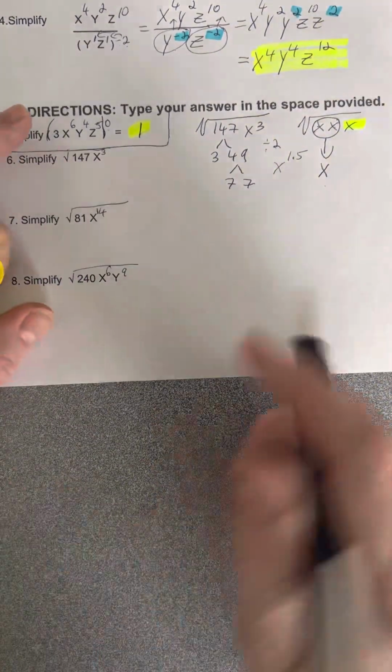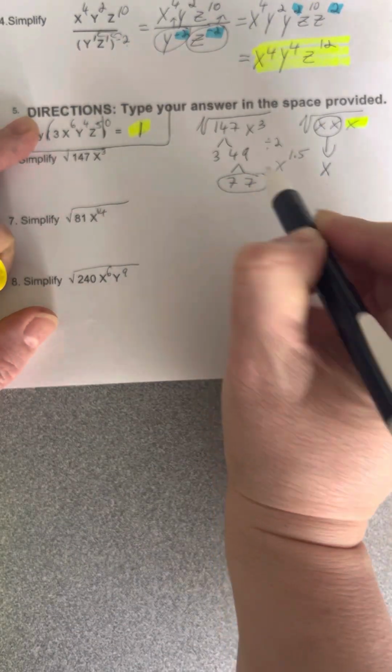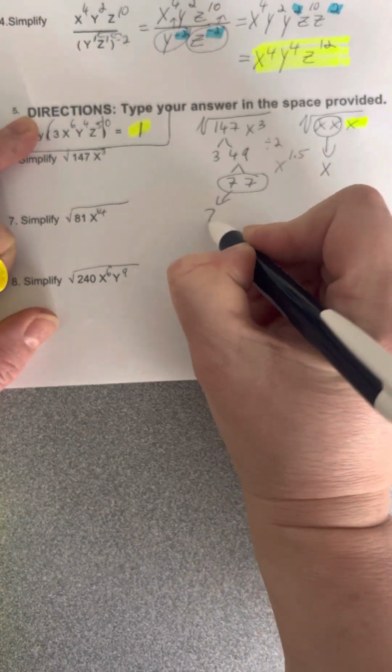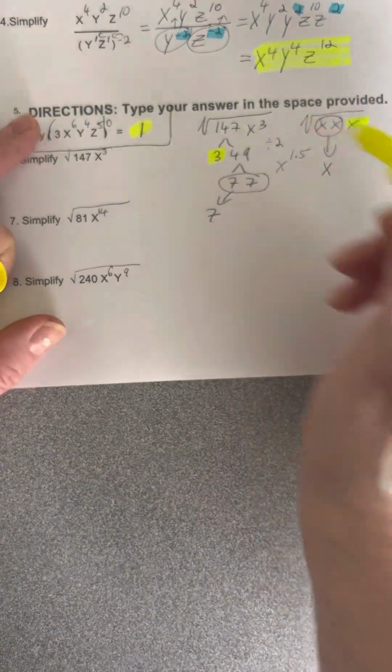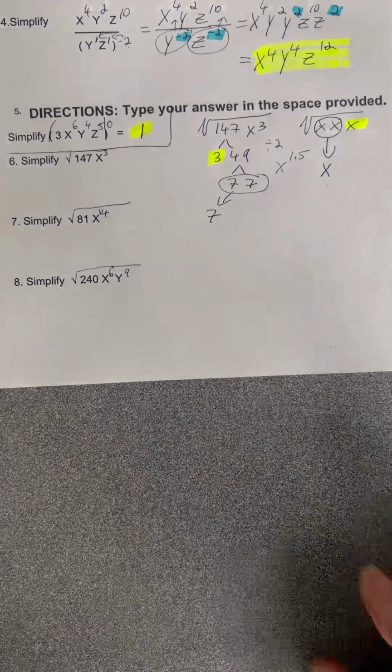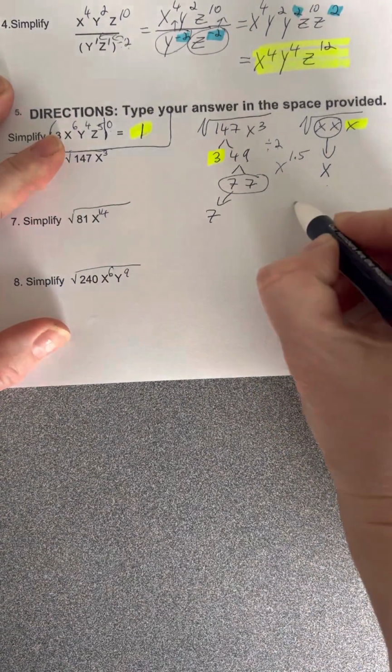All right, with the numbers, let's group those. I'm grouping 2's. See it twice, write it once. So 7 came out. And 3 did not group with anything, so it stays in. Okay? So that means anything that came out with my arrow will be on the outside of my square root.